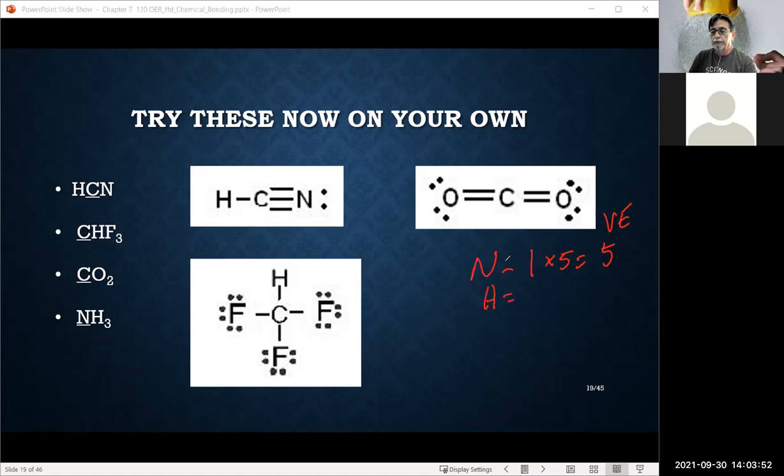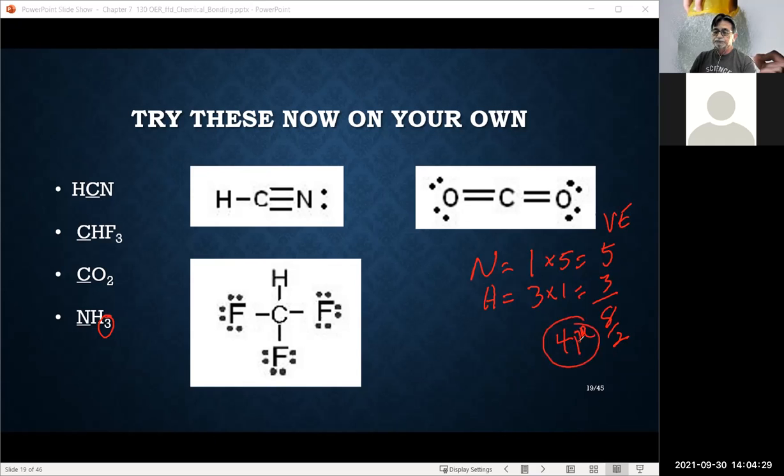Hydrogen, there's 3 of them, and each one brings 1 valence electron. Therefore, we have a total of 3 valence electrons coming from all the hydrogens. That's the key here. Sometimes students forget: you see a hydrogen and you only put 1, but keep in mind, you got to keep count for all of the hydrogens in your molecule, and there's 3 of them. So that brings in 3 valence electrons. That's a total of 8 valence electrons, also known as 4 pair to work with.